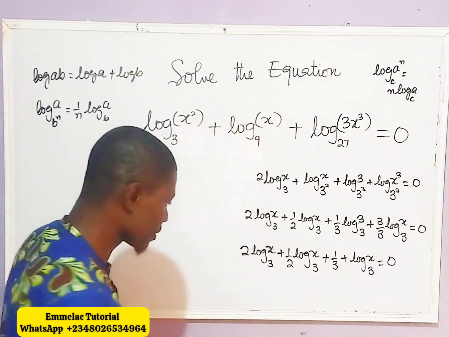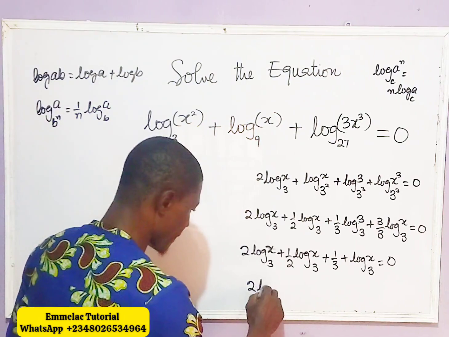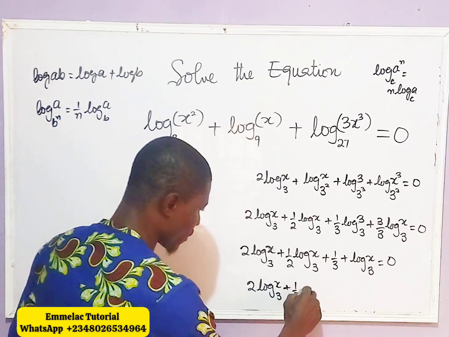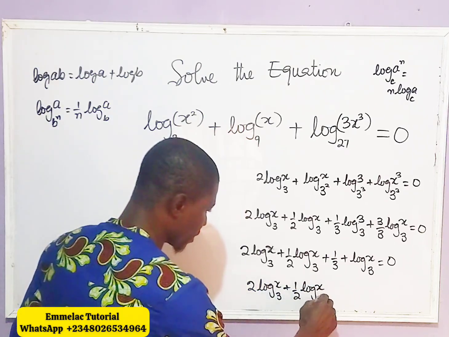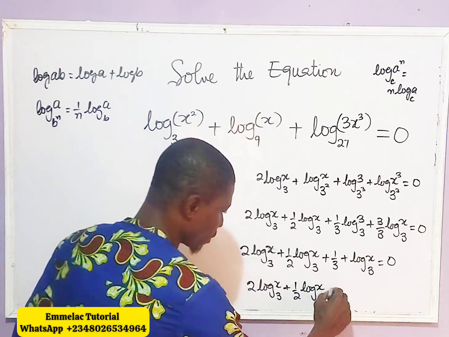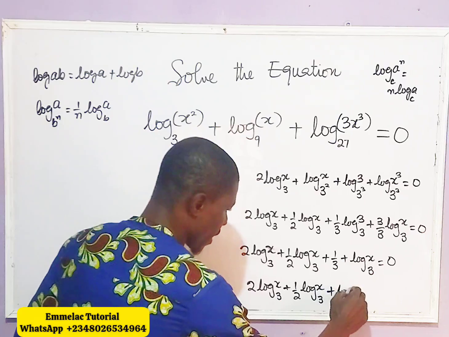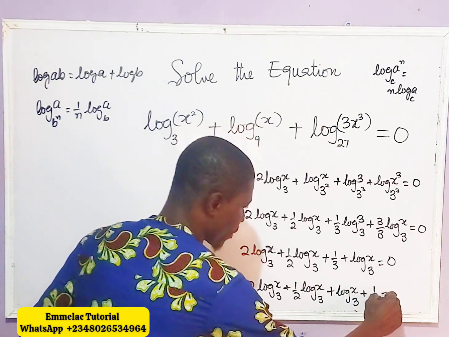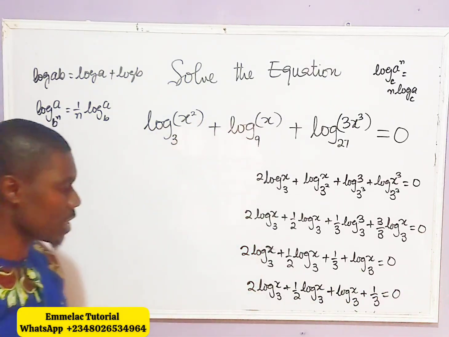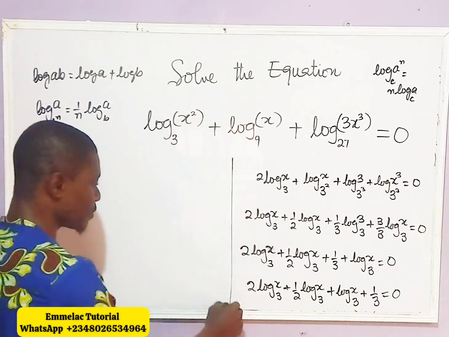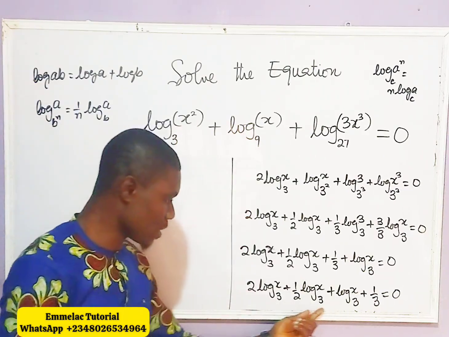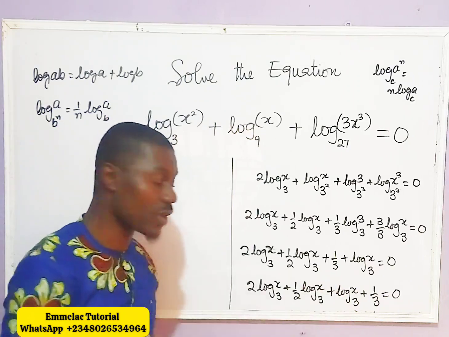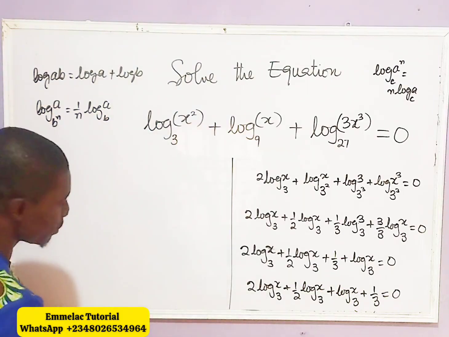Okay, so what do we do here now? Let us collect like terms, and by collecting like terms we have 2 log x base 3, plus 1 over 2 log x base 3, plus log x base 3, plus 1 over 3 equals 0. At this point, you can see we have a common term, log x base 3, log x base 3, log x base 3. So let us factor it out.